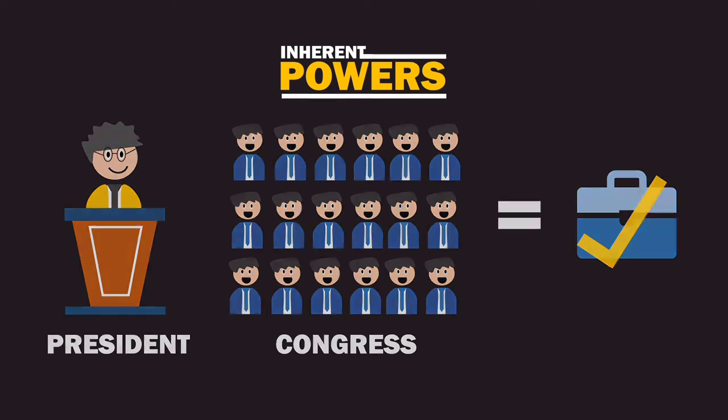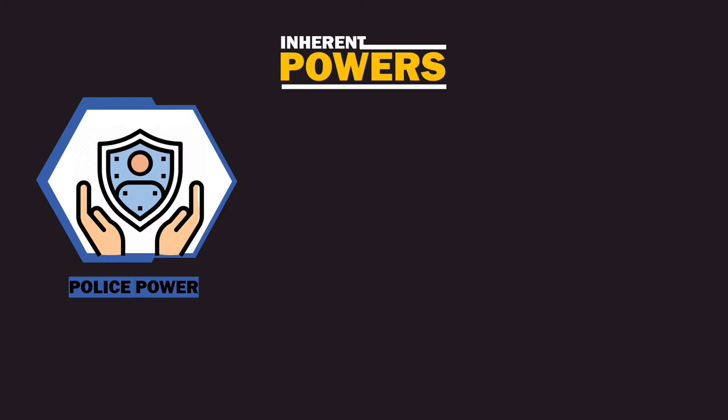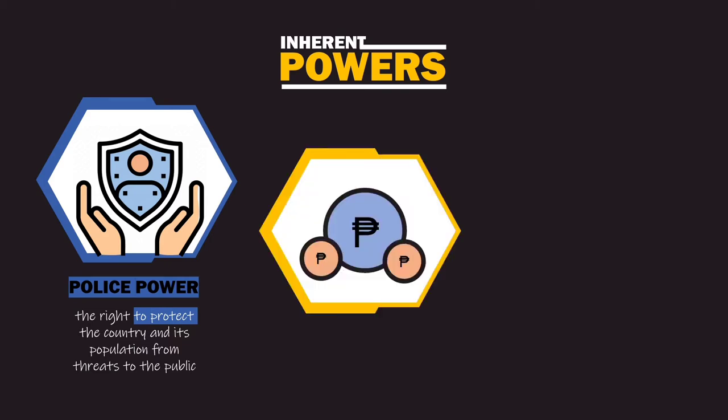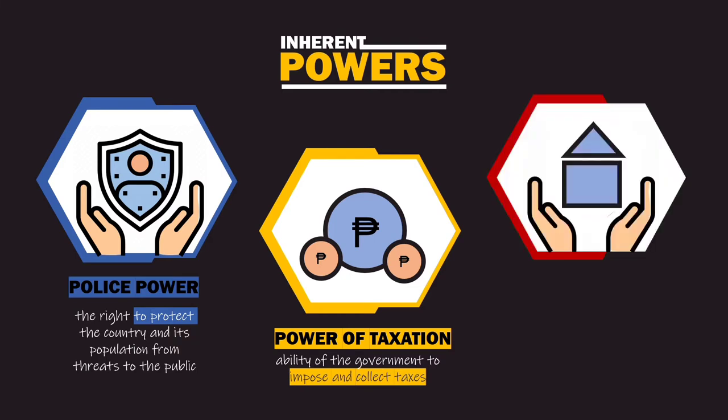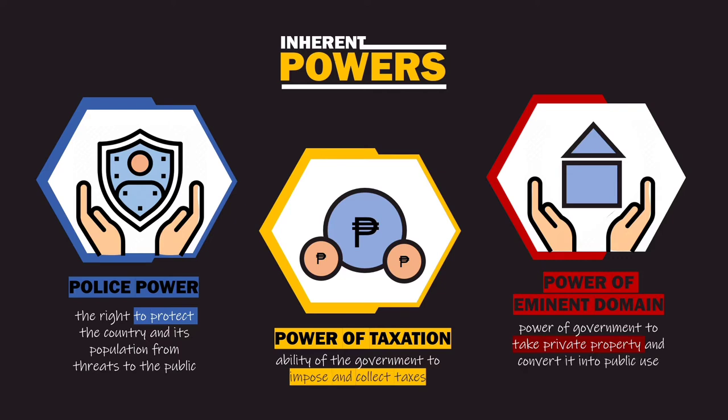First, police power. This is the right to protect the country and its population from threats to the public health and safety. Second, power of taxation. This is the ability of the government to impose and collect taxes. Third, power of eminent domain. This is the power of the government to take private property and convert it to public use.